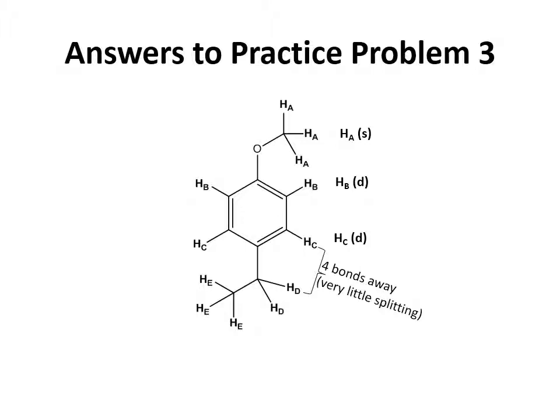Now we could say that there is splitting between the HC protons and the HD protons, but as we were instructed, we should ignore 4-bond coupling because it's very tiny in this situation. So we only give a doublet for HC protons. The HD protons are within 3 bonds of the HE protons. There are 3 HE protons, so 3 + 1 = 4, so the HD protons become a quartet. The HE protons are, of course, within 3 bonds of the HD protons, and there are 2 of those. So 2 + 1 = 3. That gives a triplet for the HE protons.